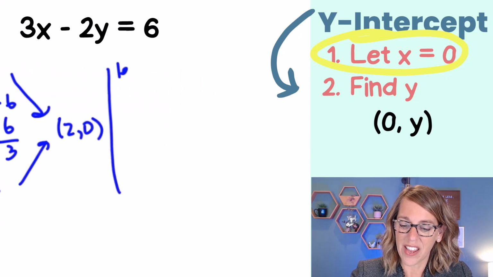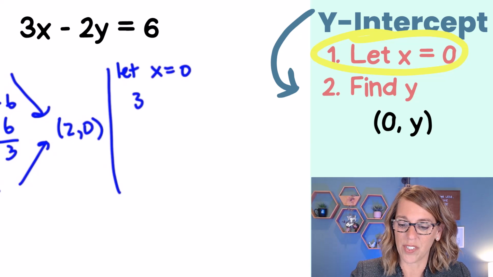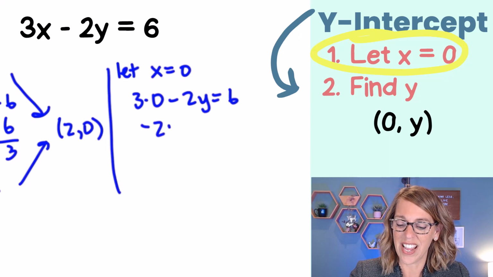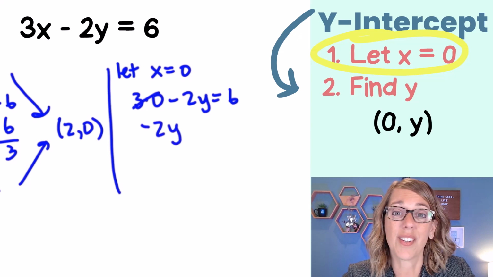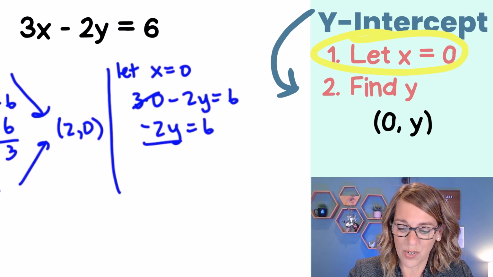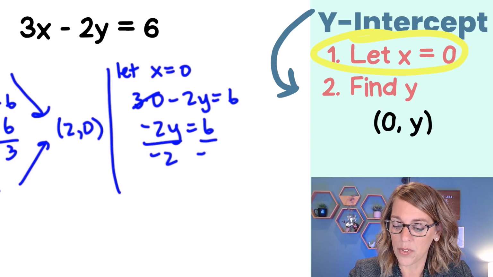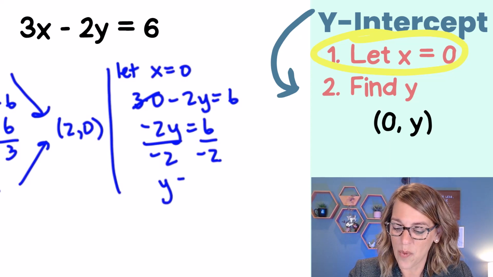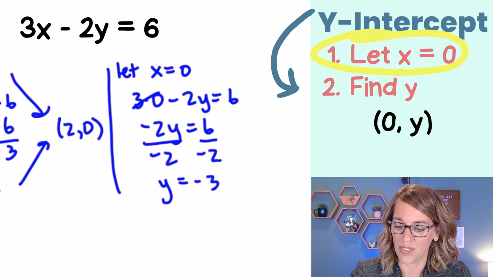So I want to let this time x equal 0. I plug it in. These always turn out so nice. 3 times 0, minus 2y is equal to 6. So I get negative 2y, because 3 times 0 just goes away, is equal to 6. That's negative 2 times y, so I'm going to divide both sides to keep this balanced by that negative 2, and y is equal to negative 3.